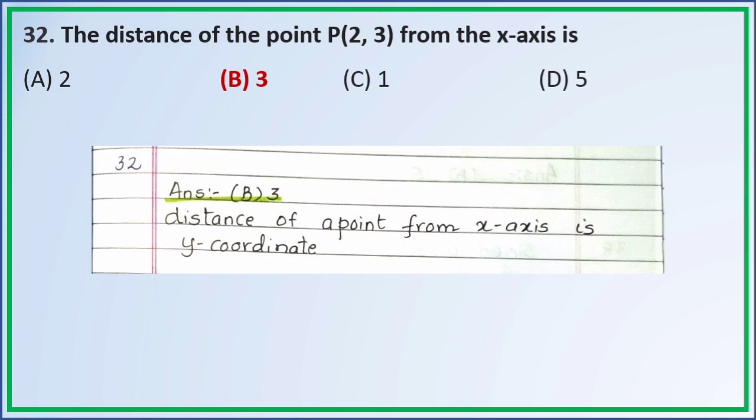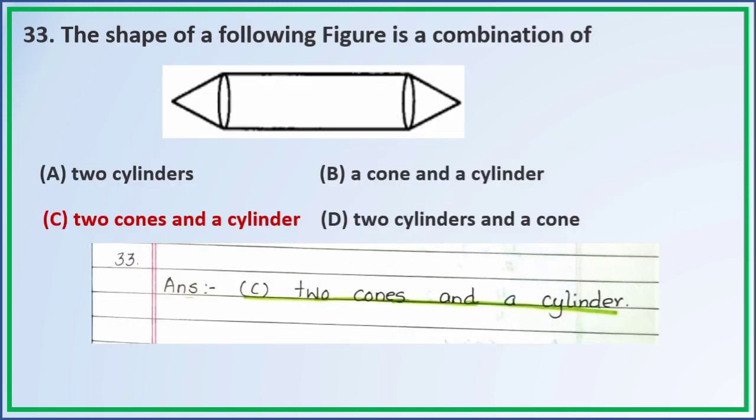Draw a point in a graph sheet and you can check it out. The shape of the following figure is a combination of. Students, do observe the figure contains two cones and a cylinder. Therefore, the shape is a combination of two cones and a cylinder. Therefore, the correct answer is option C, two cones and a cylinder.